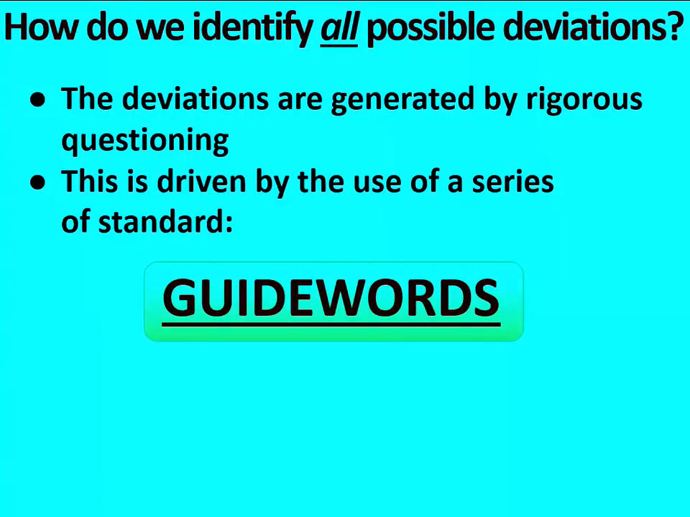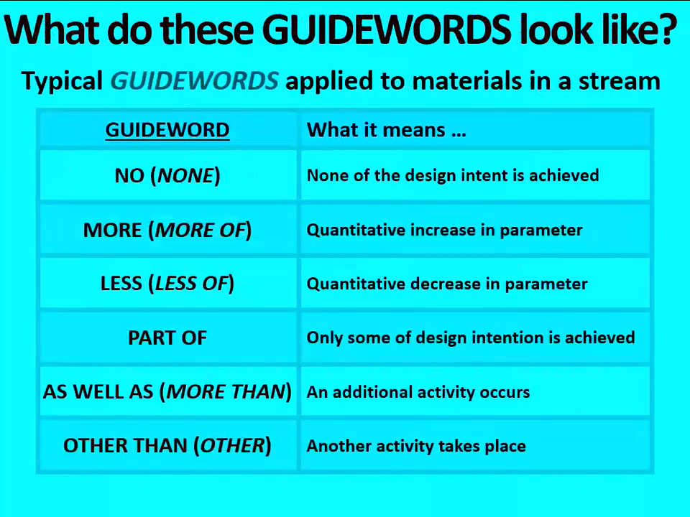Now, it depends on the plant that you're doing your HAZOP on. Some of these guide words will be relevant, sometimes they'll not be. It's up to you to decide what's relevant and what's not relevant. So no, none, is none of the design intent is achieved, whatever that might be. You might have no flow, no level in the tank. More of, well, you've got an increase in a particular parameter, so with temperature, you've got more temperature than you anticipated, more pressure, less of, and so on and so forth.